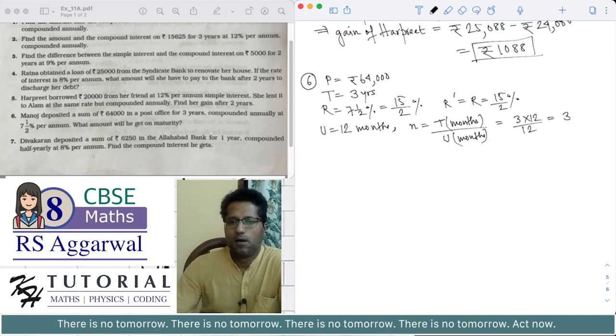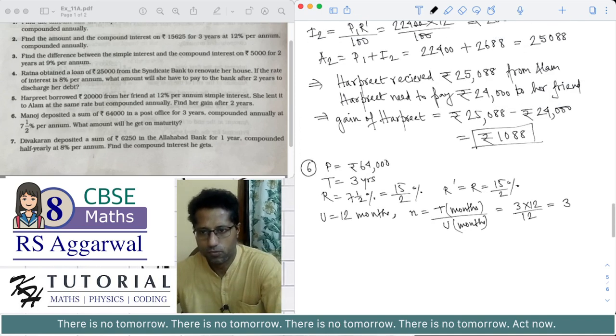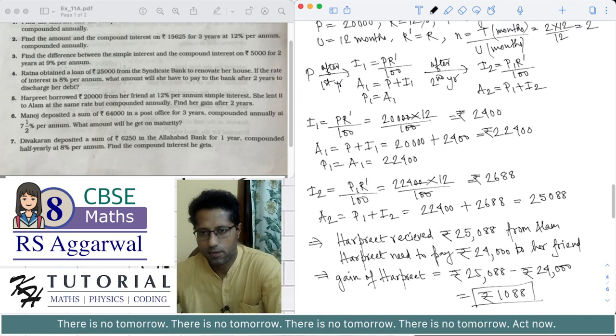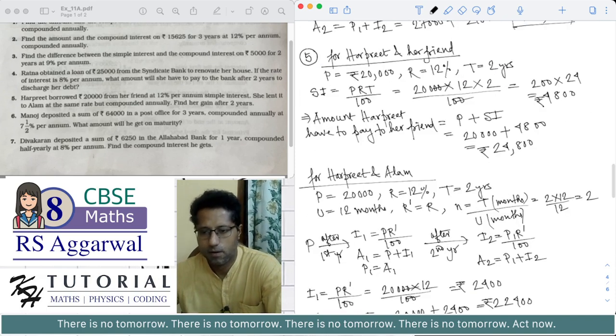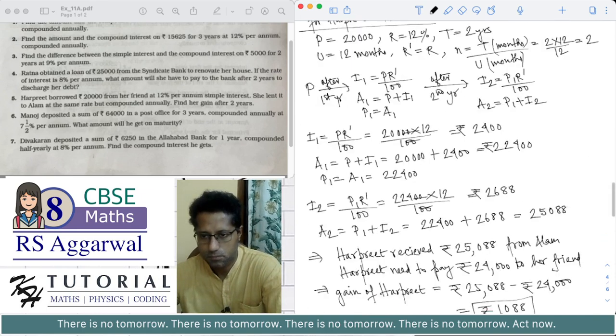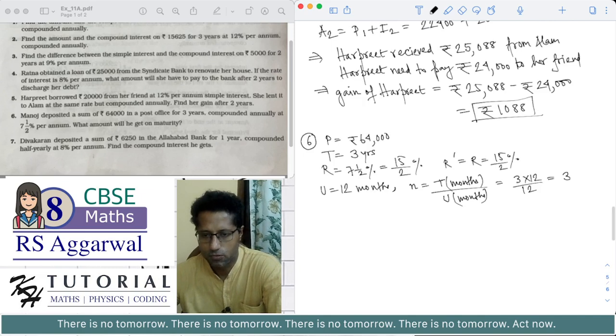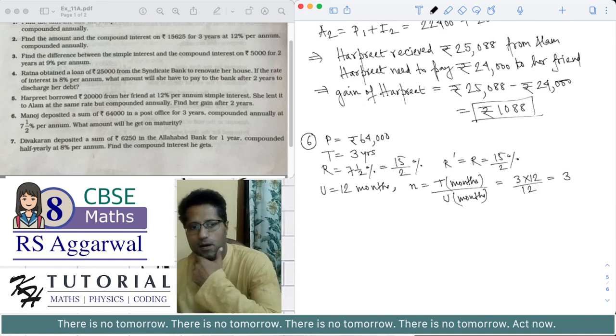Now, I will not draw the diagrams again. I hope it is by now clear how the flowchart will be in calculating the compound interest, that is, the interest at the end of every unit of time. Since we will have to calculate the interest 3 times, it is obvious that A3 will be the amount. A3 will be the amount that Manoj will receive on maturity.